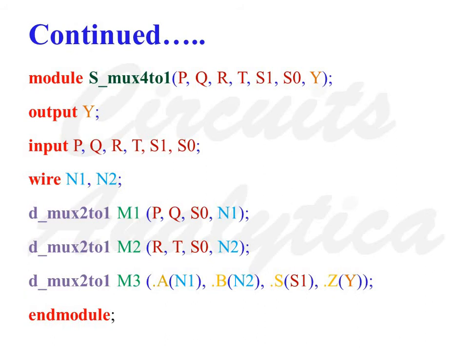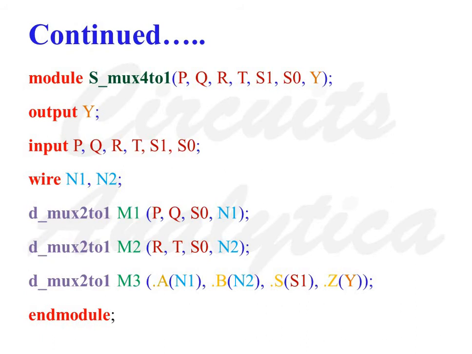And there are two signals defined as N1 and N2. So wire N1, N2 defines two internal signals. Now following that we are going to do the component instantiation.